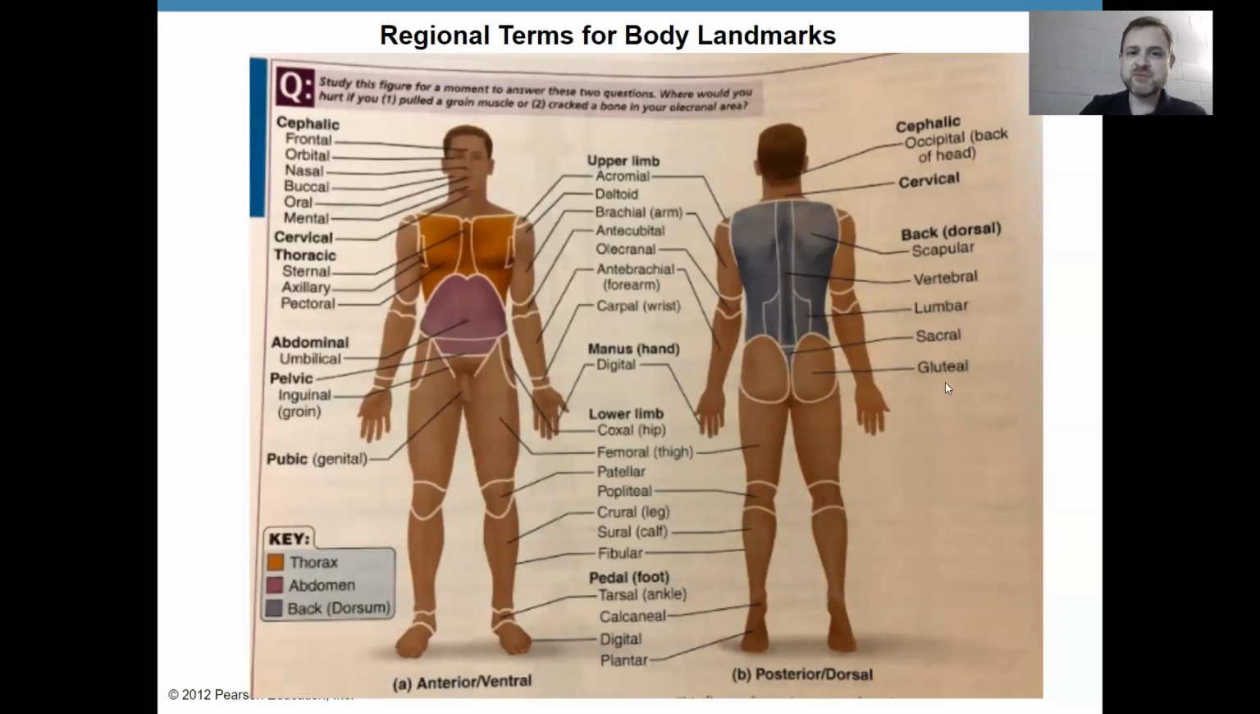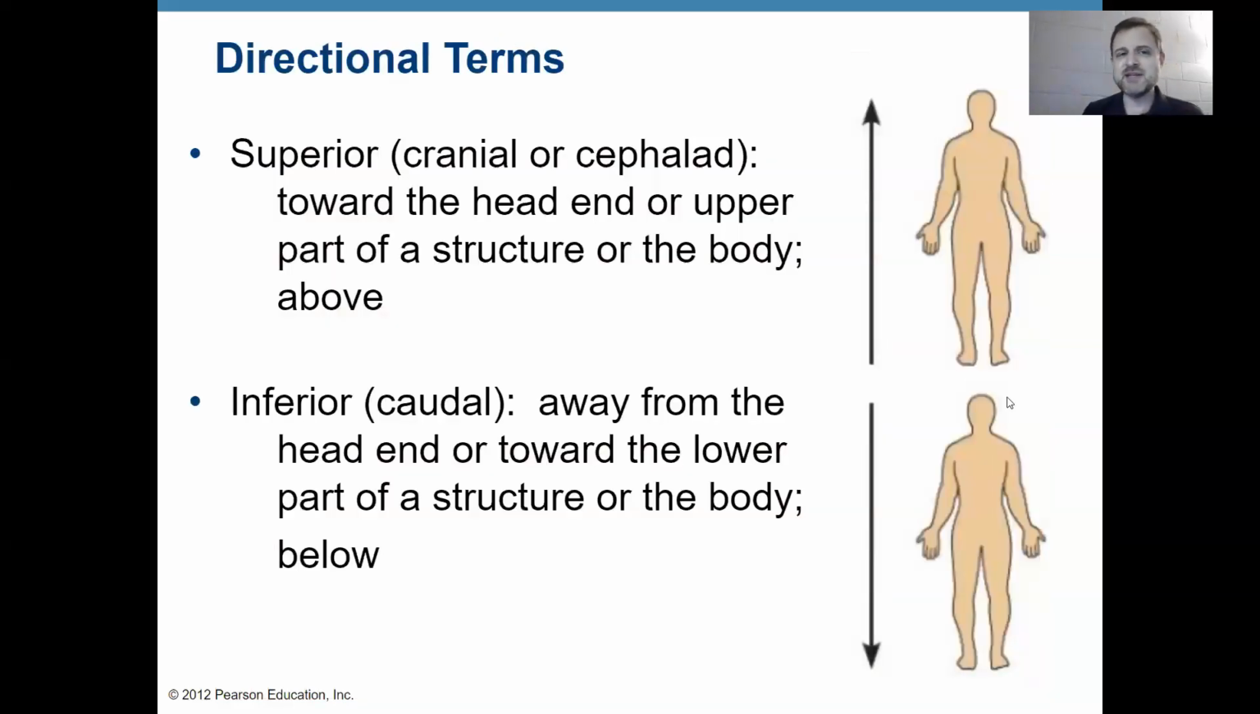So these terms, we're going to practice these terms in class, but you need to know, if I say point to your brachial region, you should know what I'm talking about. So something a little bit easier. So directional terms, these usually come in pairs. Superior or cranial or cephalid means closer to the head. Inferior means closer to the bottom of your body. So for example, your eyeballs are superior to your mouth. Your sternum is inferior to your chin, okay?